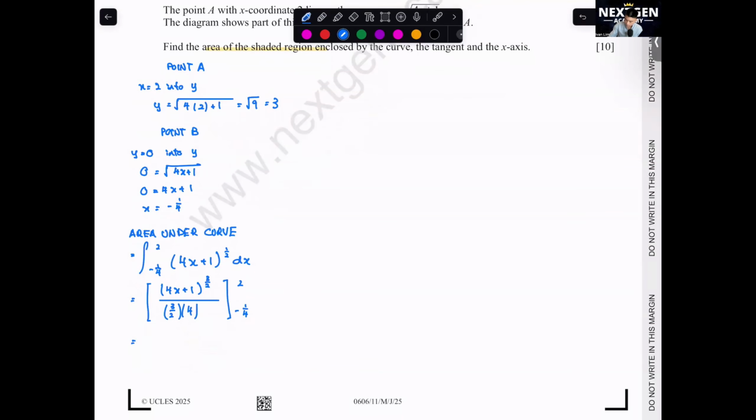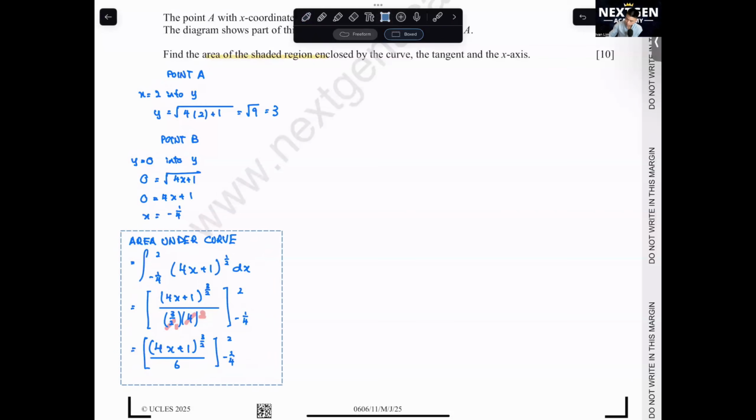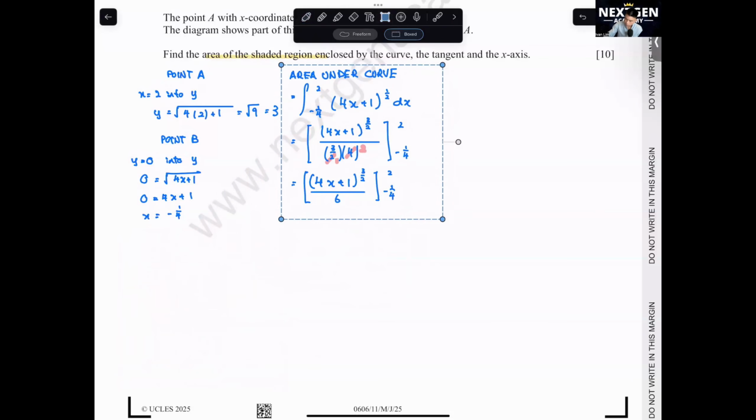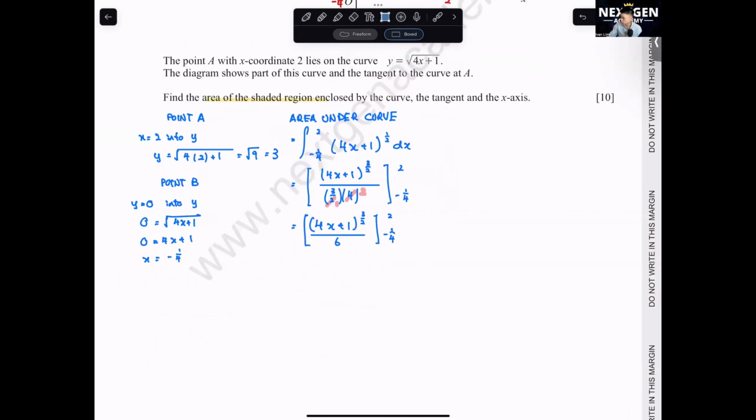Okay, let's simplify this. 4x plus 1 to the power of 3 over 2. This one can be written as 2, so 3 times 2 will be 6, over 6, from 2 to negative 1 over 4. I prefer writing all together in one line like that. Can we expand already? I think there is nothing else to simplify, right? Okay, let's expand this one.